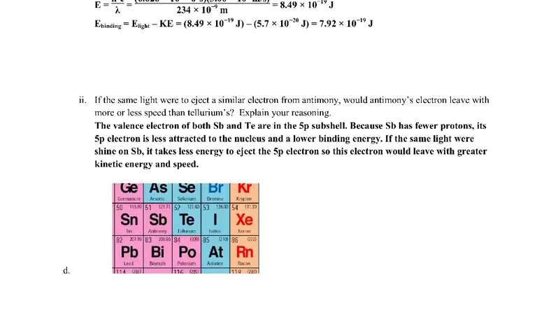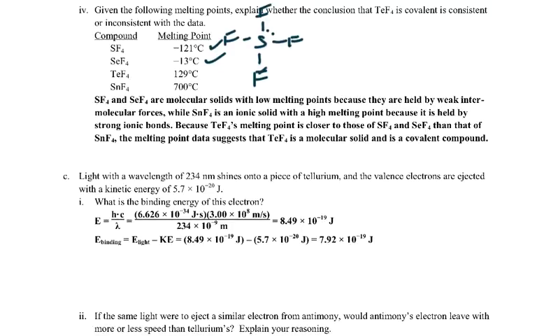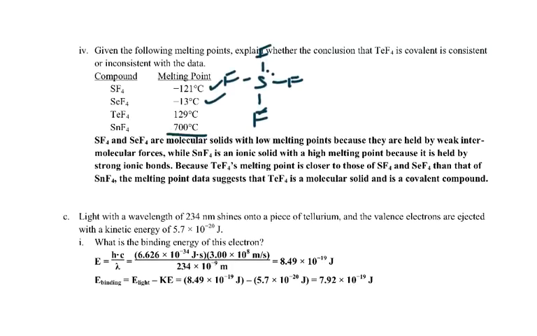Okay, Sn is way over here. Okay, here's tellurium. And so Sn, that's actually over in the metal range for sure. So that's going to be ionic, and ionic is going to have a pretty large melting point. Okay, so these guys are really small. They're less than 1. This is pretty large. Tellurium is closer to these guys than they are to the ionic, and that's the kind of evidence that this TeF4 is on the covalent side.